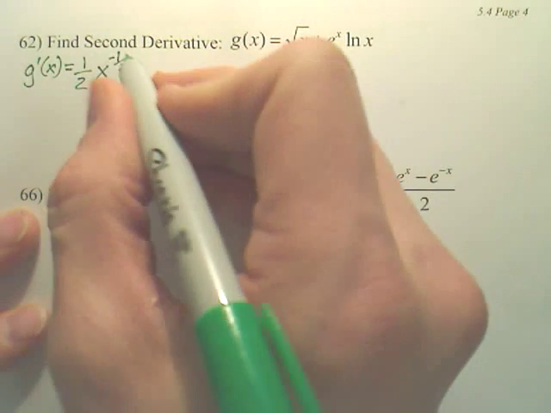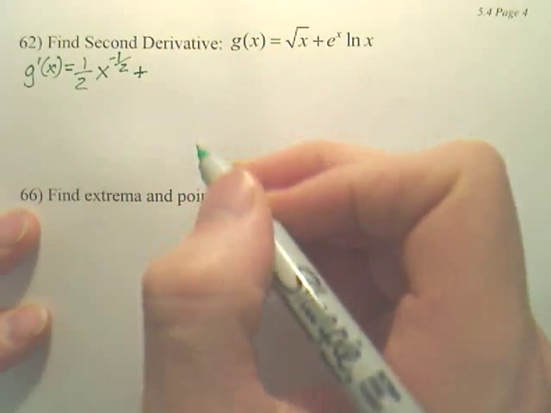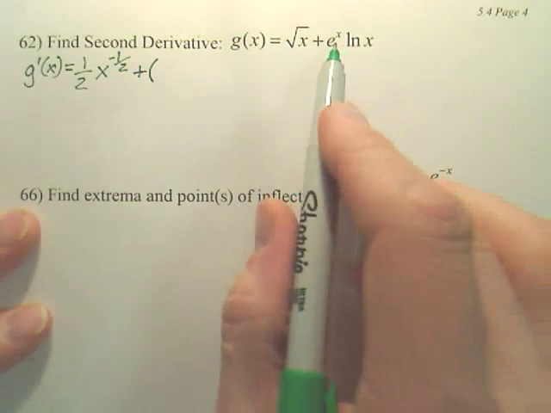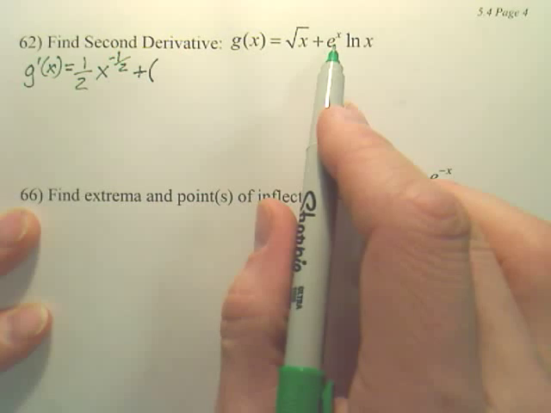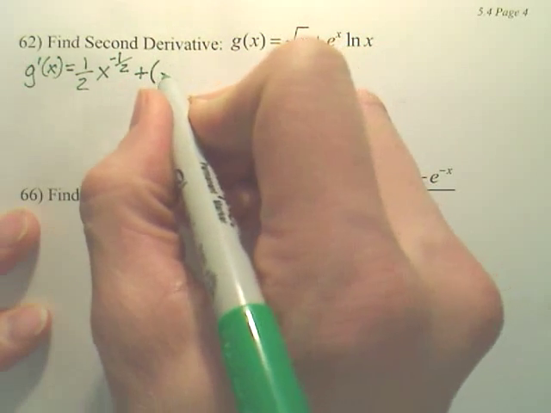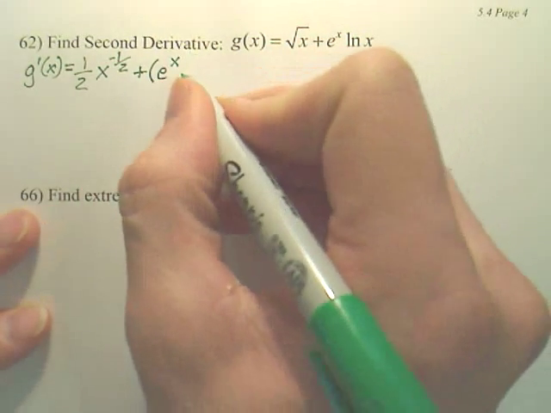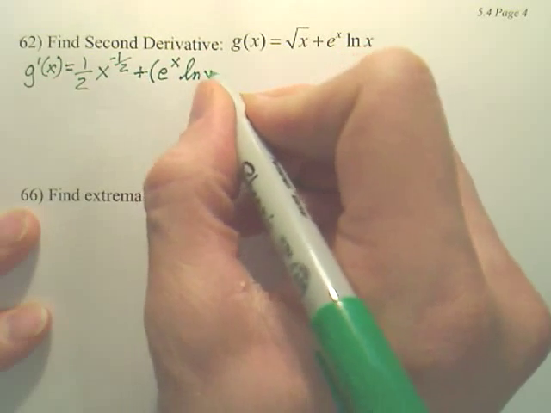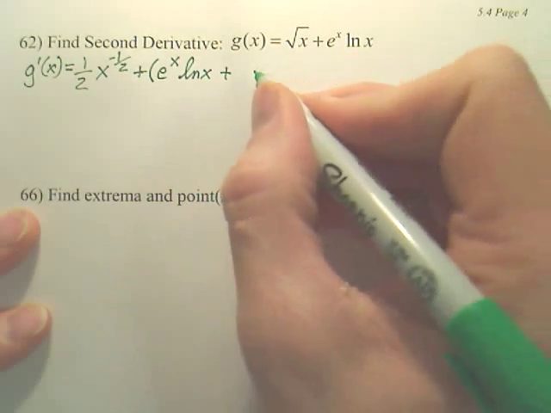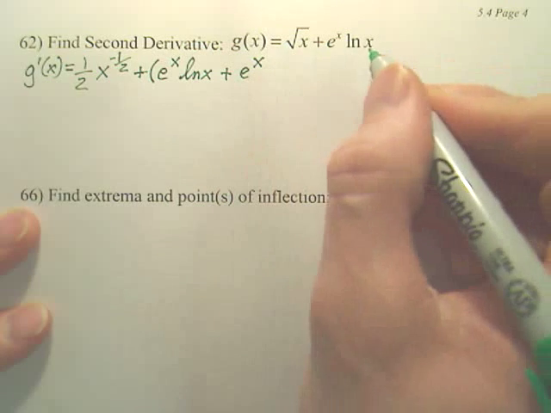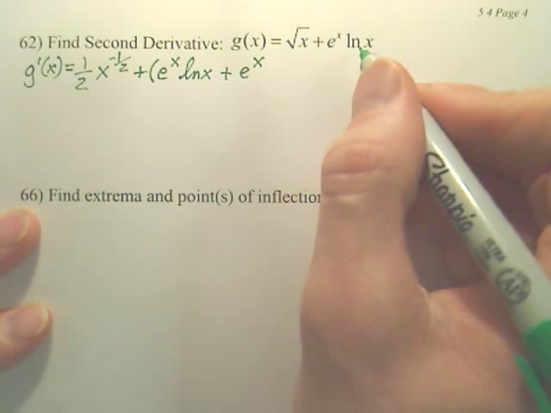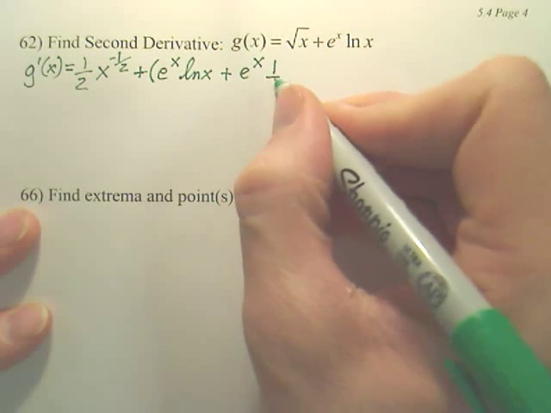And then this is a product rule. So for that product rule, you're going to have, first of this, derive e to the x, which is simply e to the x, ln x, plus leave e to the x, and derive ln x. So the derivative of ln x is 1 over x.